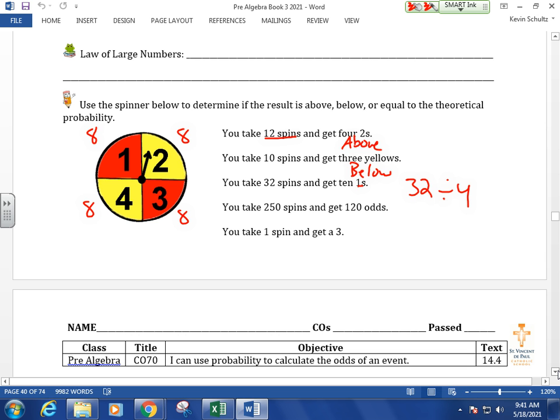You got 10. Is your result above, below, or equal to the theoretical probability? I can't say that word today. Probability. Connor? Above. Okay. Should have gotten 8. You got 10.